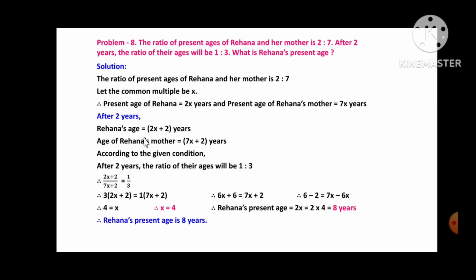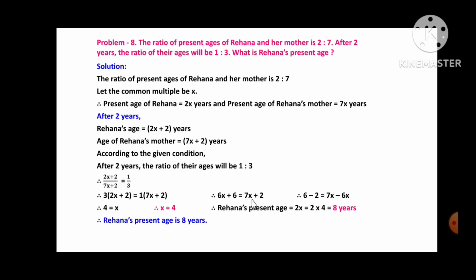After 2 years, Rehana's age will be 2x plus 2 years. At the same time, Rehana's mother's age will be 7x plus 2 years. According to the given condition, after 2 years, the ratio of their ages will be 1:3. Therefore, 2x plus 2 upon 7x plus 2 is equal to 1/3. We will cross multiply. It will become 3 into bracket 2x plus 2 is equal to 1 into bracket 7x plus 2. So 3 2s are 6x plus 3 2s are 6 is equal to 7x plus 2.